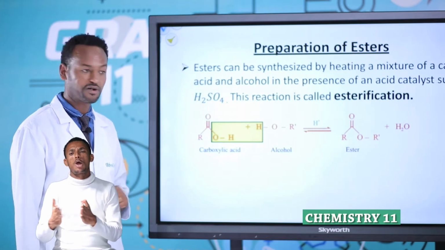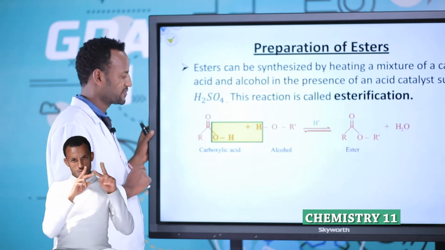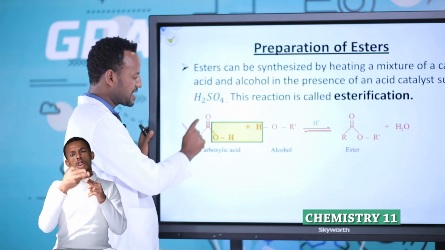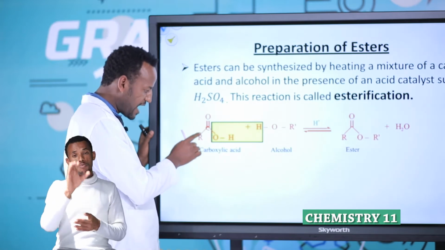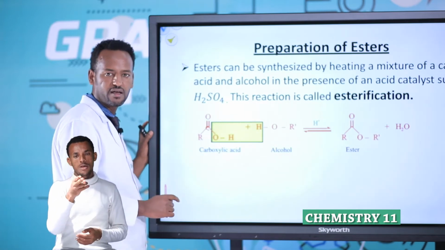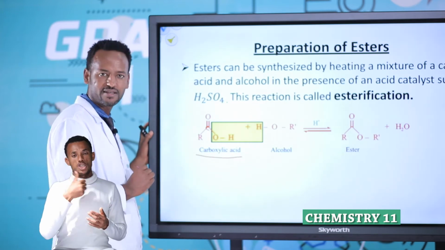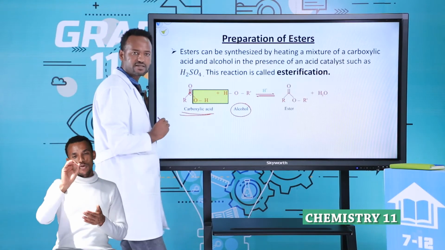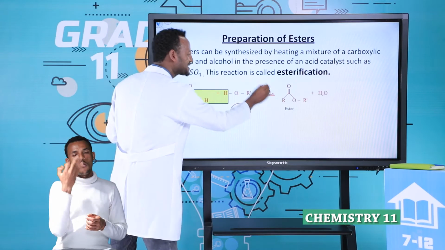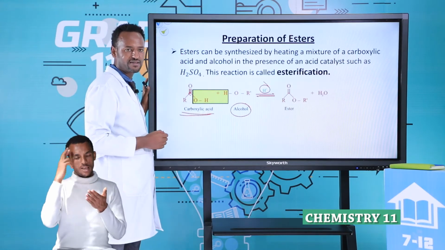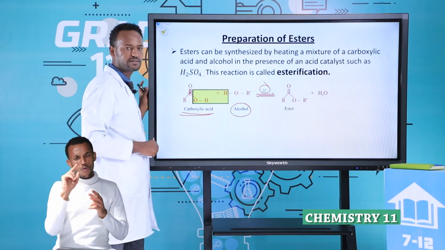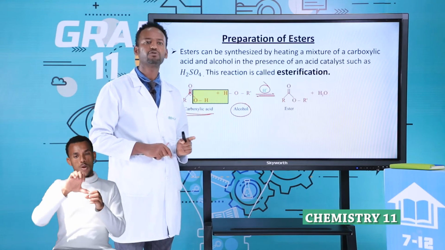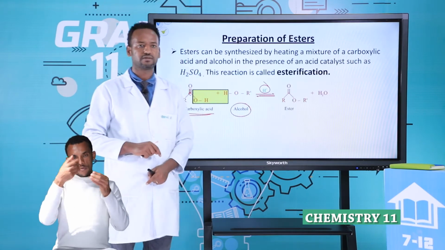Preparation of ester, already previously discussed. Look at this one. Students, what is the general name of this one? RCOOH. This is a carboxylic acid. R prime OH is an alcohol. By using an acid catalyst, in most cases sulfuric acid, which is very important as a catalyst, the carboxylic acid reacts with alcohol in the presence of a catalyst like sulfuric acid, and it gives ester plus water.